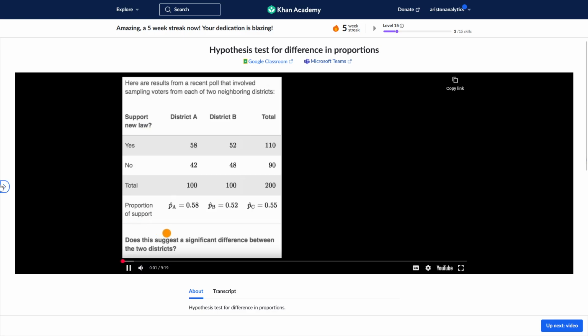We're now going to explore hypothesis testing when we're thinking about the difference between proportions of two different populations. Here are the results from a recent poll that involved sampling voters from each of two neighboring districts, District A and District B, and folks were asked whether they support a new law or not. From each district, we took a sample of 100 voters, and then calculated the proportion from that sample that supported the law. And then here we have the combined data, including the combined proportion. And we're asked, does this suggest a significant difference between the two districts? This is asking for a hypothesis test. And the way we would do that is we would set up our null hypothesis.